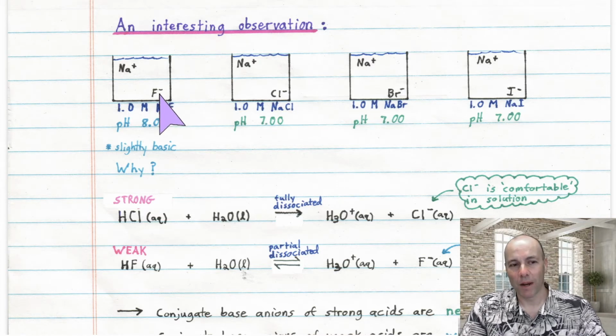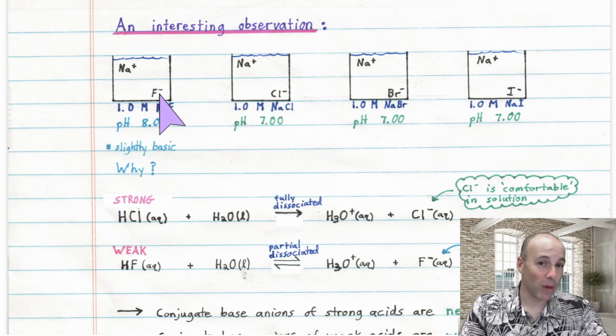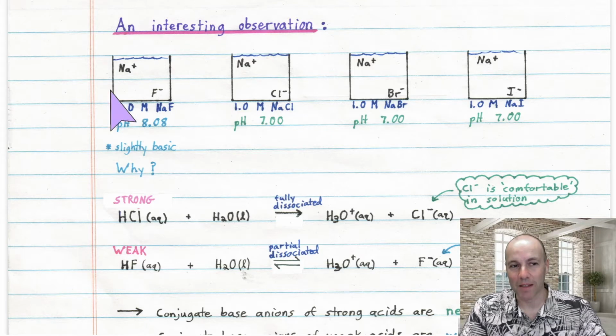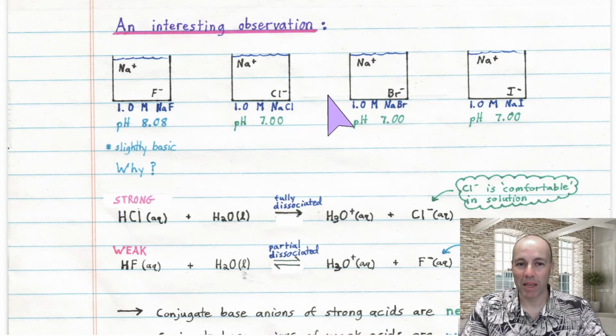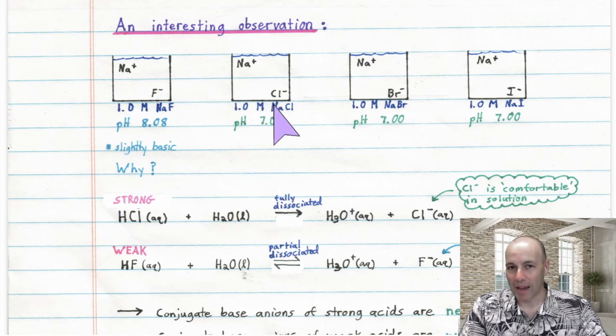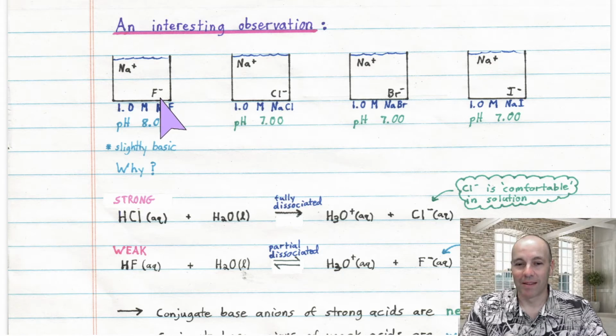On the other hand, fluoride is the conjugate base anion of hydrofluoric acid, which is a weak acid. And that's the main difference here. This one contains an anion that's the conjugate base anion of a weak acid, and that's what makes this solution slightly basic. To see a little bit better why the anion of a weak acid is basic, but the anions of strong acids are not, let's compare hydrochloric acid and hydrofluoric acid.